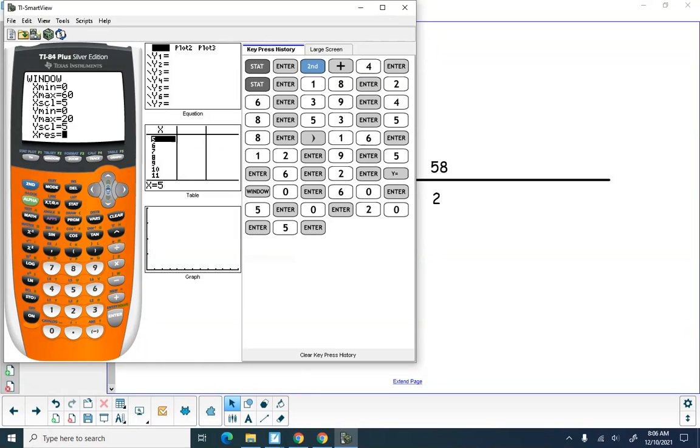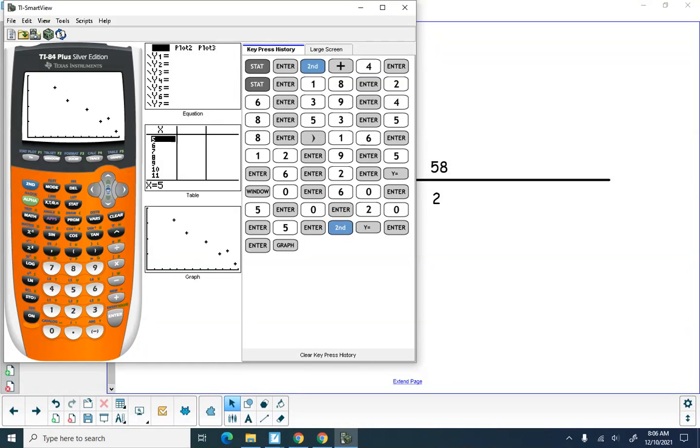We want to turn on a stat plot, and we have two ways of doing that. We could go second and the Y equals, and it gives you stat plots. Let's go to stat plot 1, just hit enter, and let's turn it on. If we go to our graph, we get that same exact stat plot we just did.